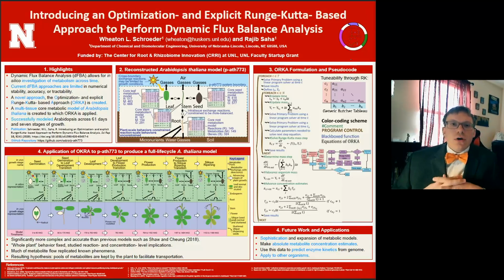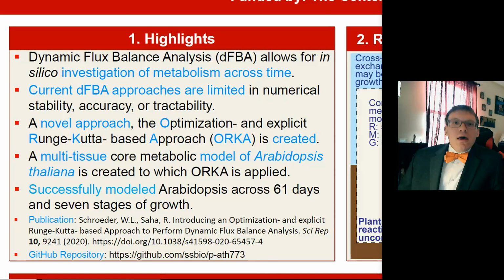My name is Wheaton Schroeder. I'm a sixth-year PhD student at the University of Nebraska-Lincoln, studying under Dr. Rajiv Saha. And today I would like to talk about our new approach to dynamic flux balance analysis, or dFBA. Our approach is called the Optimization and Explicit Runge-Kutta based approach to performing dFBA. We're nicknaming our approach ORKA.